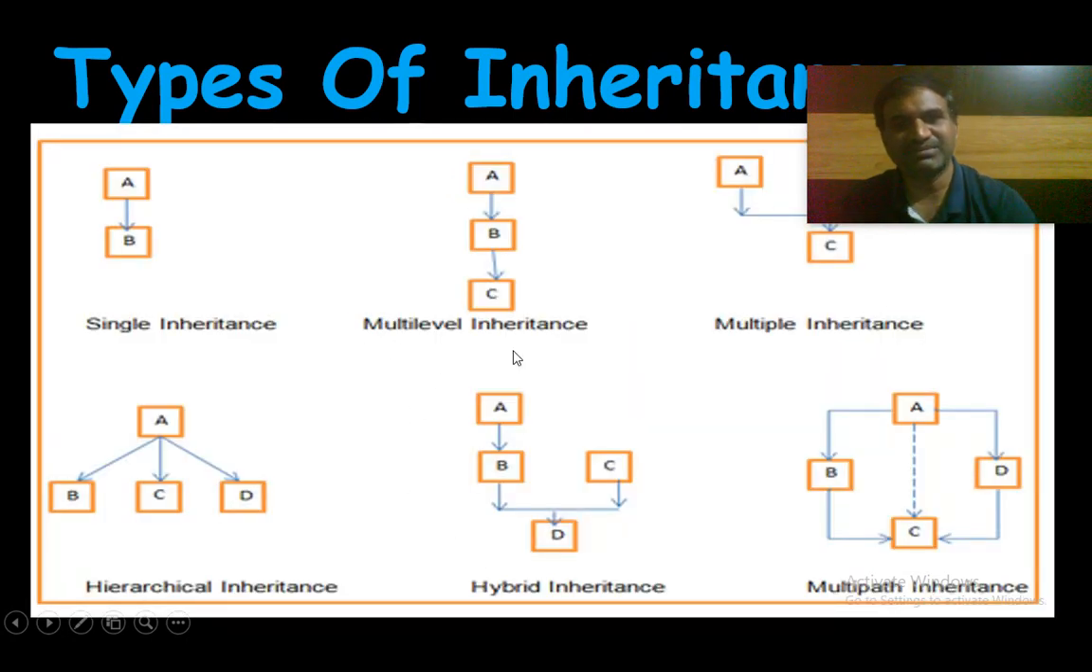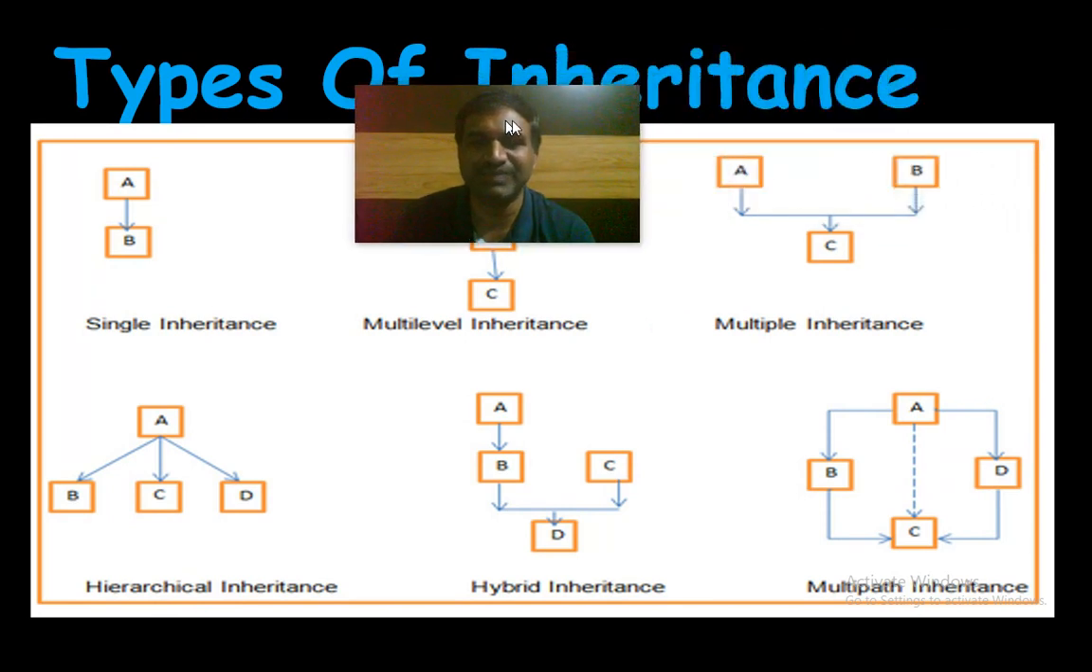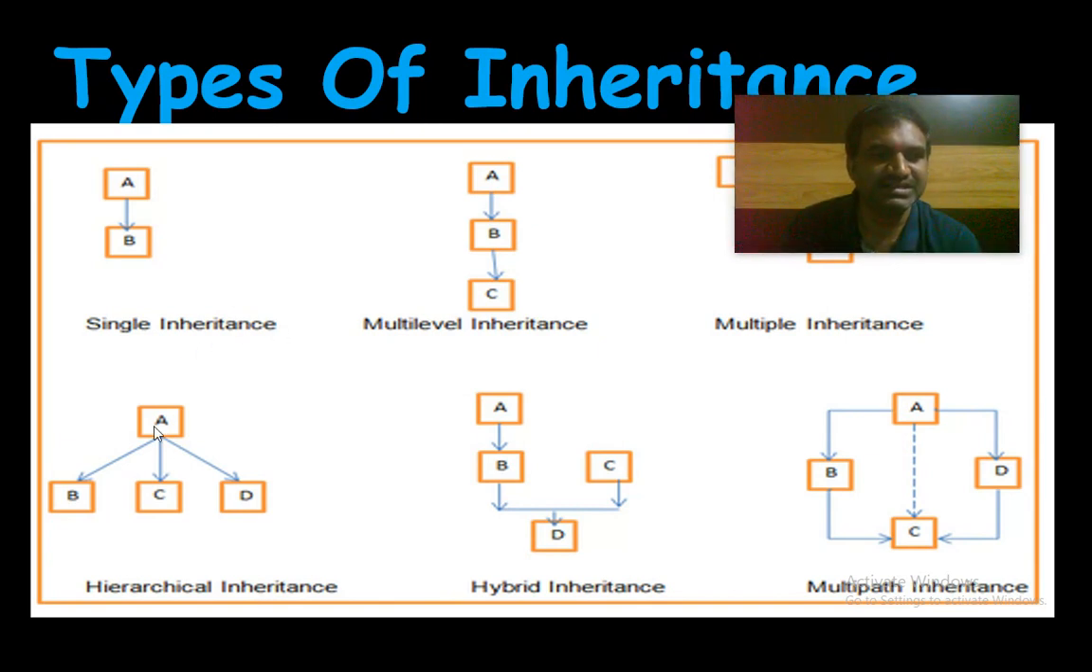So here we have some examples of inheritances with diagrams. AB is a single inheritance, ABC is multi-level. When C is inheriting more than one class at a time, it is multiple inheritance. Then hierarchical inheritance and hybrid inheritance.